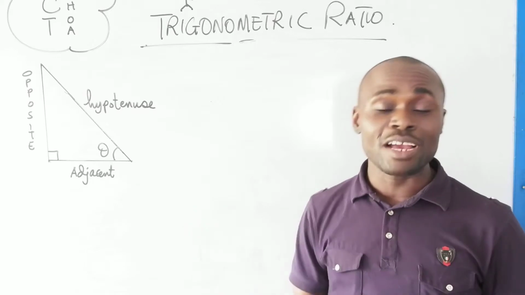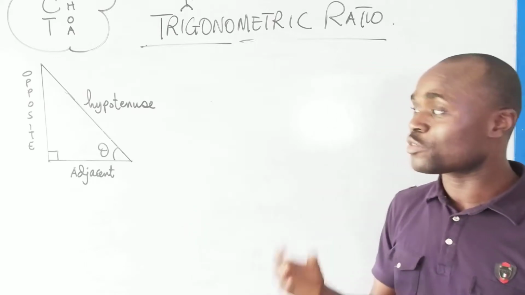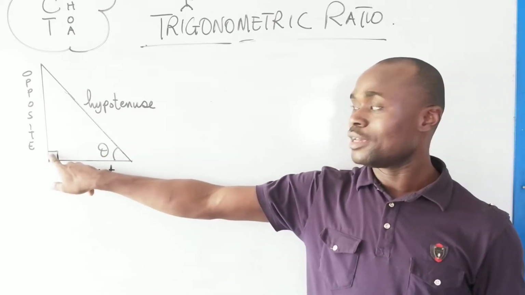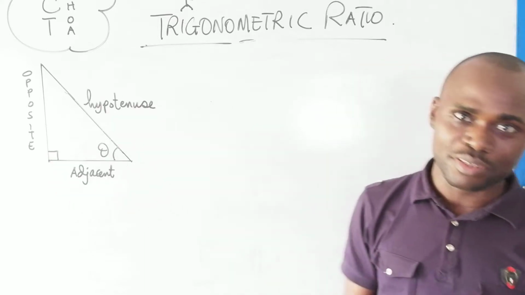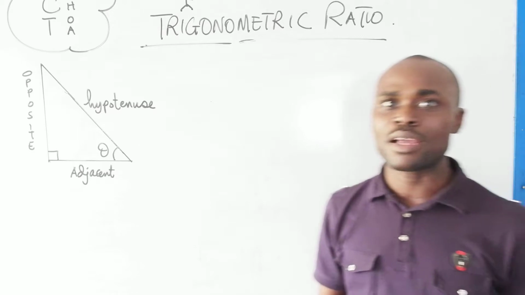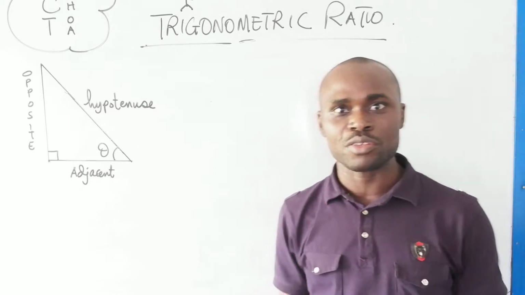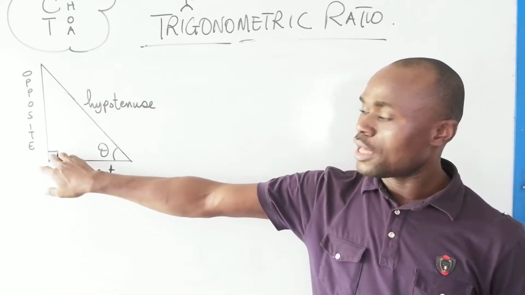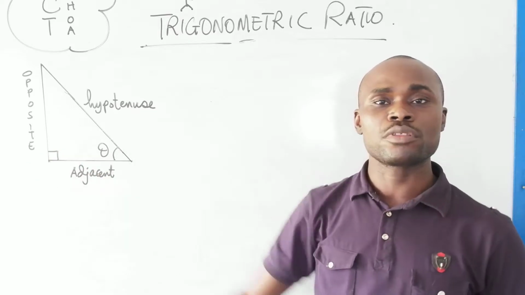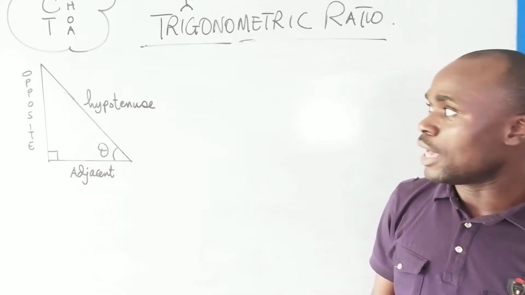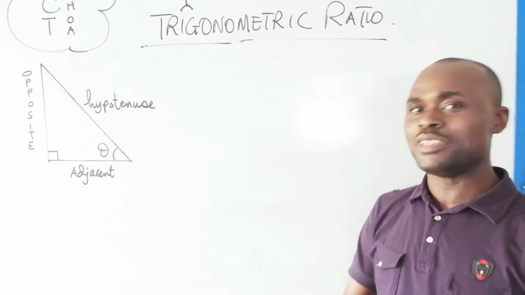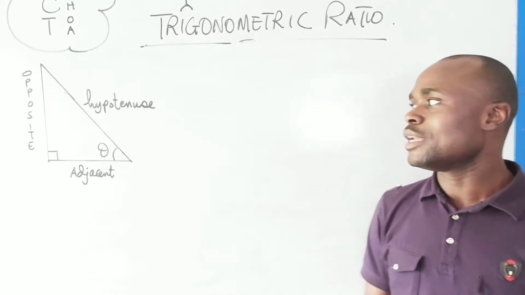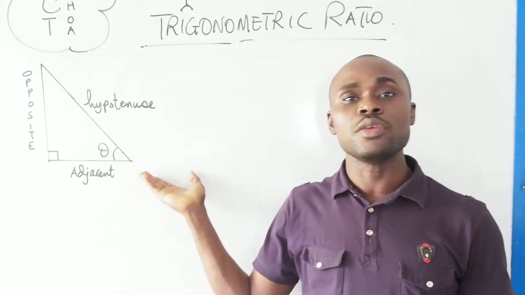What makes the right angle triangle what it is is just one thing, and that is this: the box you see here, and that box represents 90 degrees. So that's what makes a right angle triangle a right angle triangle. It's just because of the box. And once any triangle contains this box, it's called a right angle triangle. And since it is a unique triangle which we deal with most times in mathematics, it is good for us to know the unique sides.